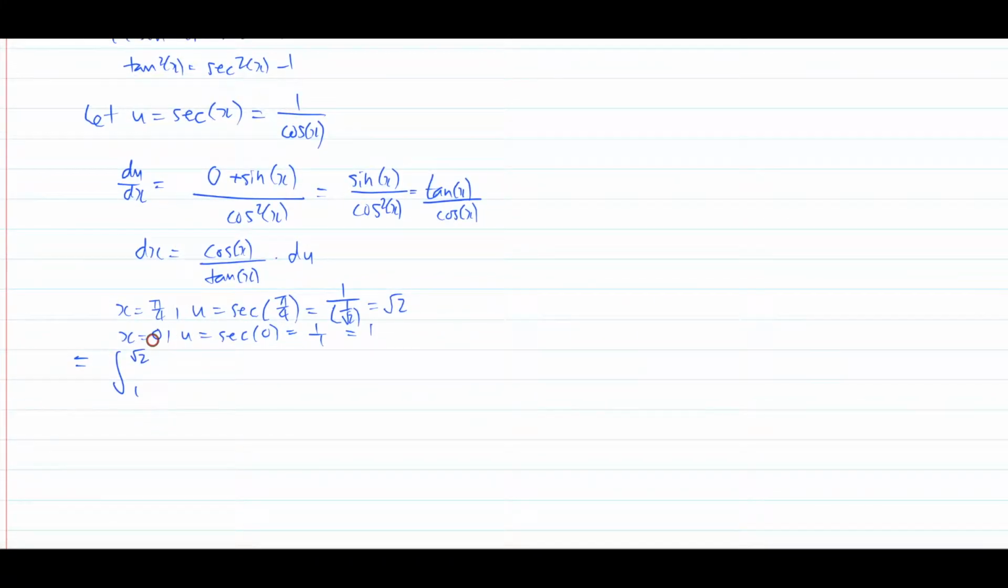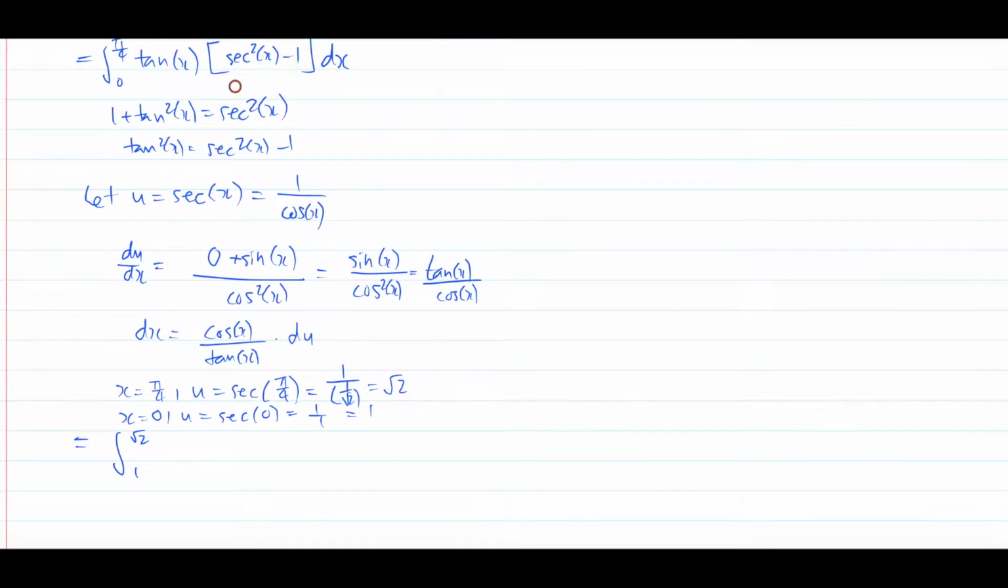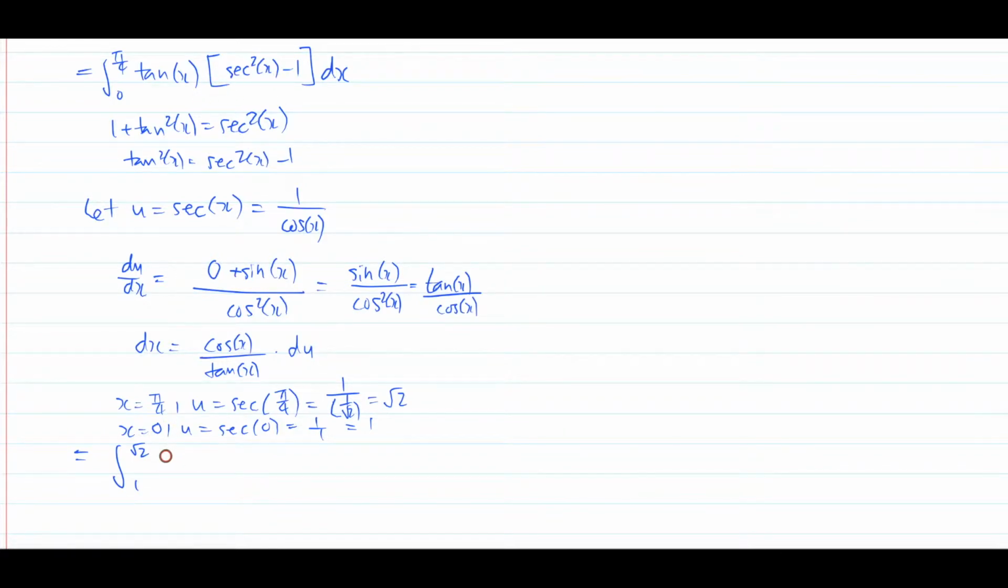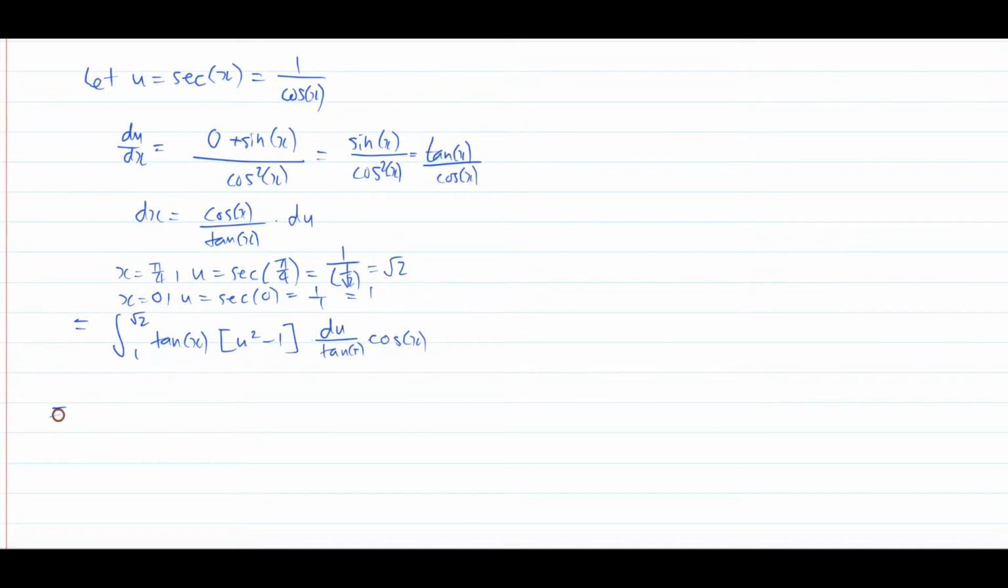Okay, I'm going to rewrite this equation once again. So this one right here, tan x times sec squared minus 1. Tan x, that's fine. The sec squared becomes u squared minus 1. And then the dx becomes du over tan x, but then times by cos x. So I'm just going to replace it here, times by cos of x. And what are we left with? Well, it's root 2, 1.